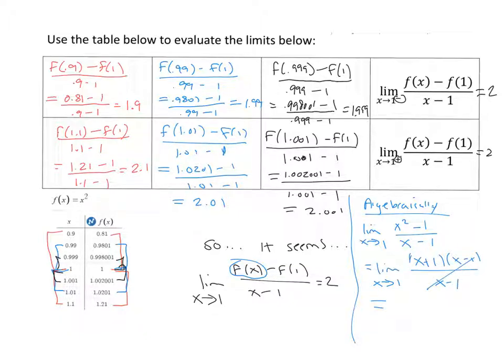And once you do that, you can plug in and get 1 plus 1, which is 2. So in any case, the algebraic way is kind of where we're heading, but for now, you can see that conceptually, the limits of the slopes of the secant lines from both sides are approaching 2, so the answer is 2.